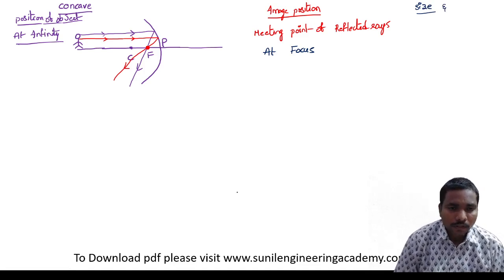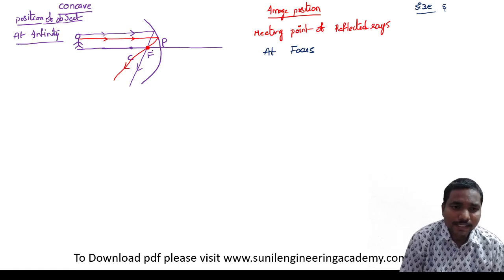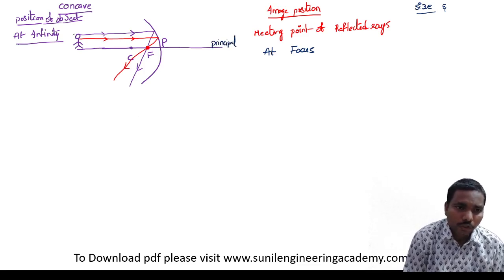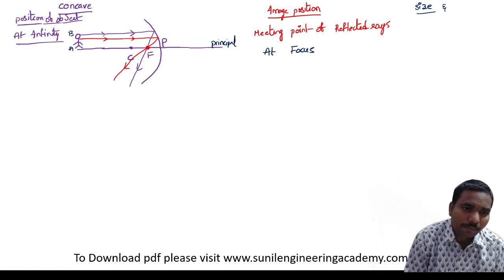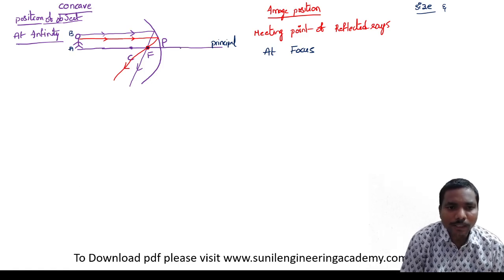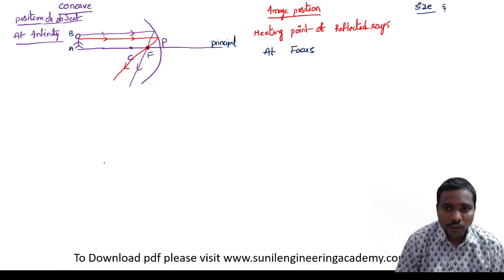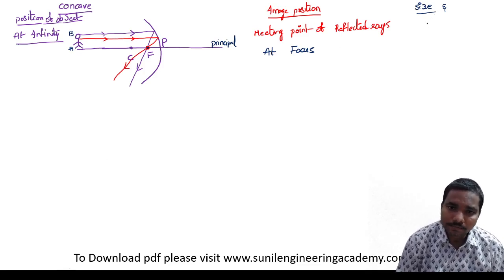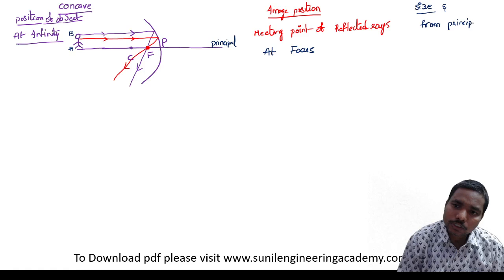Coming to the size. So what is the size? How to get the size? Here, if you have this much size, AB is the object. Here you will get the image at one particular point. That point is also on the principal axis. Correct. So the size of the image is generally from the principal axis to the meeting point of the reflected rays.